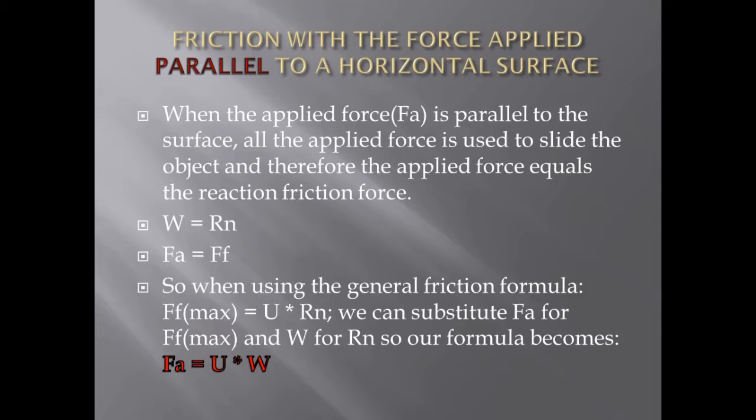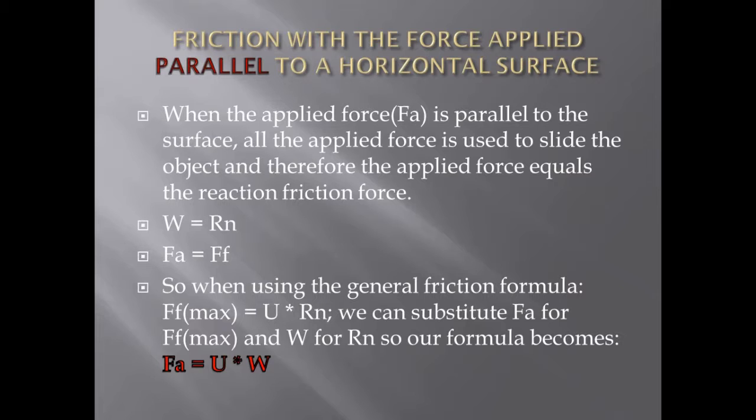When the applied force Fa is parallel to the surface, all the applied force is used to slide the object, and therefore the applied force equals the friction force. So, for friction on a horizontal surface, when the applied force is parallel to the surface, we can say the weight of the object equals the normal reaction force, W equals Rn, and the applied force equals the friction force, or Fa equals Ff.